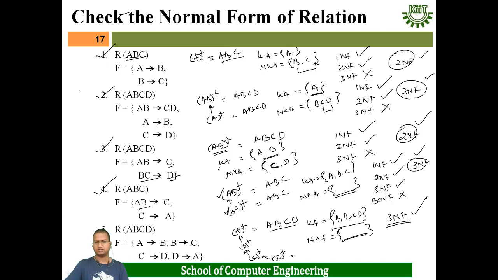Why? First check for 1NF. Yes, it is in 1NF. Then 2NF. No partial dependency is present. Yes, it is in 2NF. For 3NF, no transitive dependency is present, so it is in 3NF. Then check for BCNF. Are all the left hand side parts keys or not? A, B, C, D. Yes, all are keys. That means it is in BCNF. So the highest normal form in this case is BCNF. In this way, we have completed question number 5.